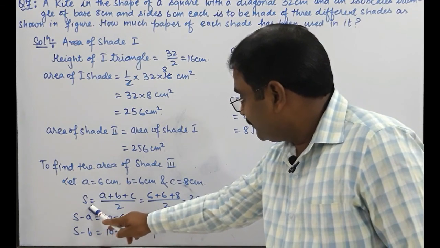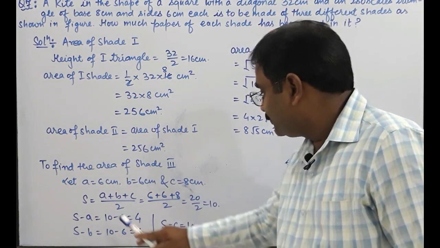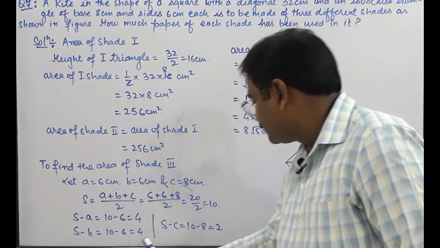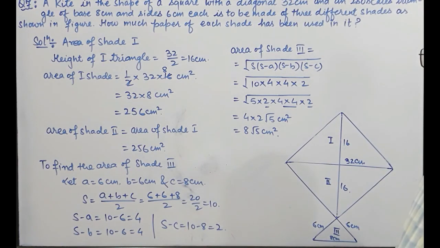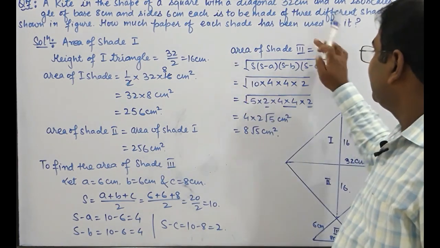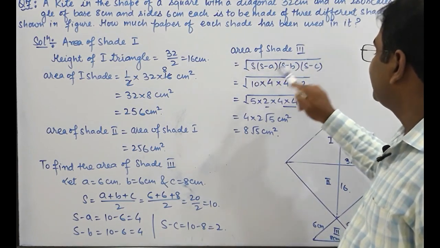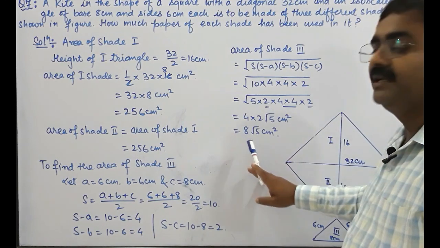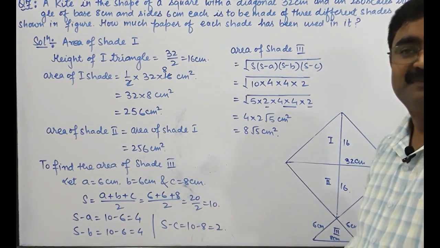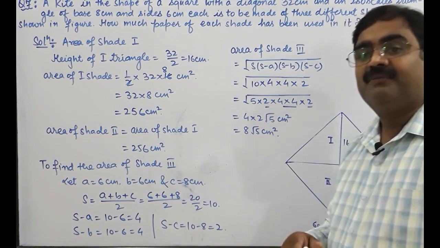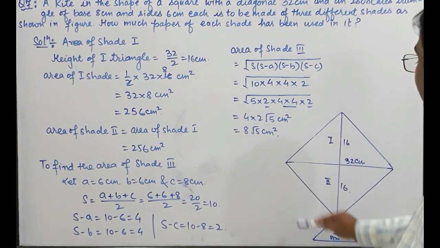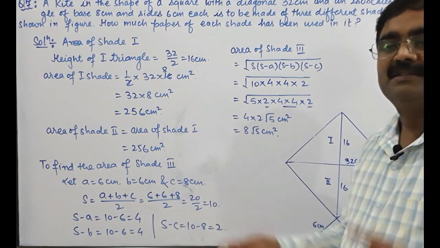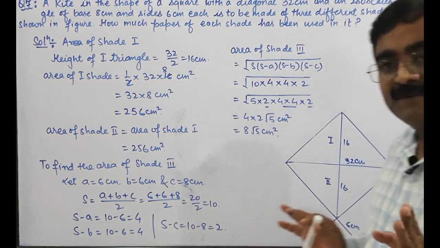To find the semi-perimeter, a plus b plus c upon 2, that is equal to 10. Afterwards s minus a is 4, s minus b is also 4, s minus c is 2. Therefore, applying Heron's formula, the area of the third side is 10 multiplied by 4 multiplied by 4 multiplied by 2, that is equal to 8 under root 5 centimeter square. Okay, if it is required to find the area of the whole kite, we need to add these areas, and we can get easily the area of the whole kite, right? Any problem?